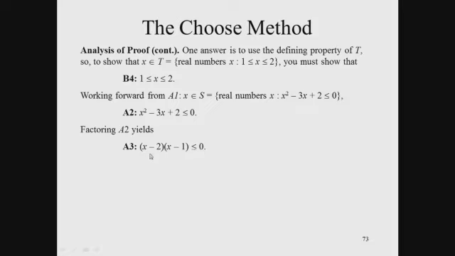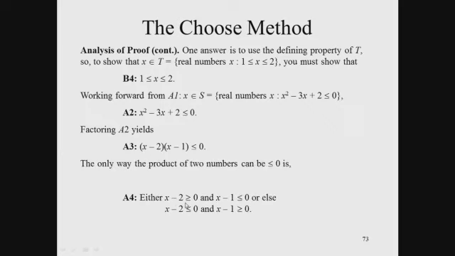Now look at what this is saying. This number, X minus 2, times this number, X minus 1, is less than or equal to 0. How can the product of two numbers be less than or equal to 0? One of them has to be negative and the other positive. So either X minus 2 is non-negative and X minus 1 is less than or equal to 0, or else X minus 2 is less than or equal to 0, and X minus 1 is greater than or equal to 0. One has to be positive and the other negative, or vice versa.